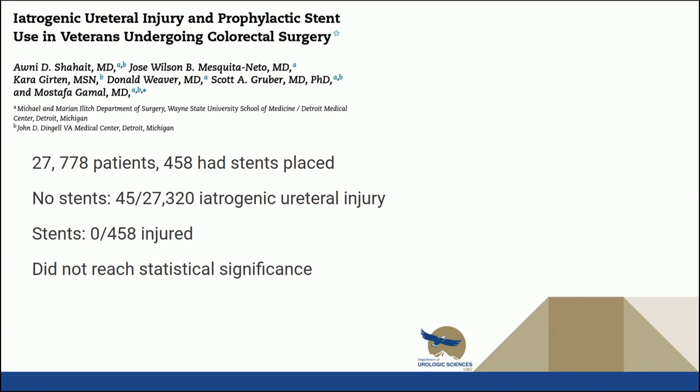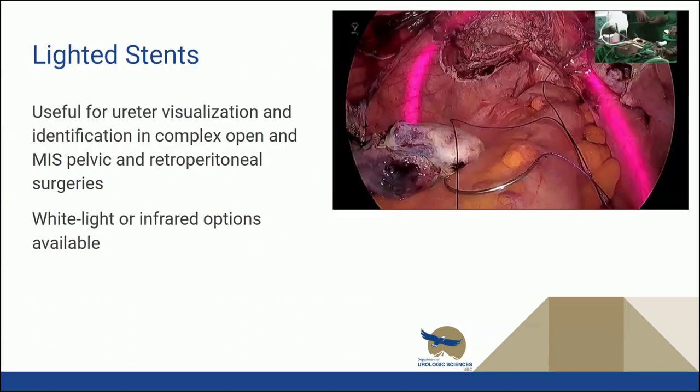And so in this population-based study as well, 28,000 patients, 458 of them had stents placed. There was no statistical difference in the rate of iatrogenic injury, with 45 patients of the 27,000 having an injury, whereas none with a stent in place. So something to consider here for not needing preoperative stents routinely.